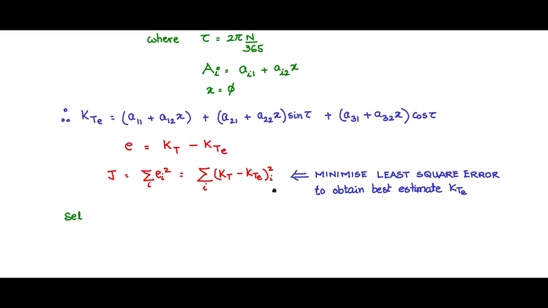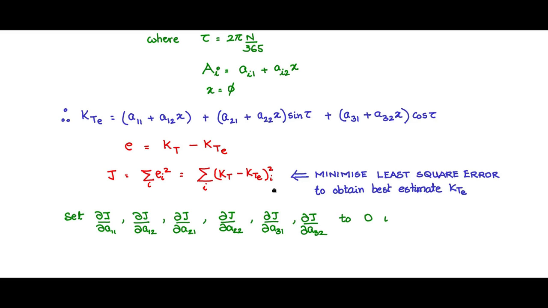So what we will do now is set del j by del a11, del j by del a12, del j by del a21, del j by del a22, del j by del a31, and del j by del a32 to 0 individually. And when you equate each to 0 individually, we will have 6 equations, 6 unknowns, and then later if you simultaneously solve that out, you will get the values of a11, a12, a21, a22, a31, a32.